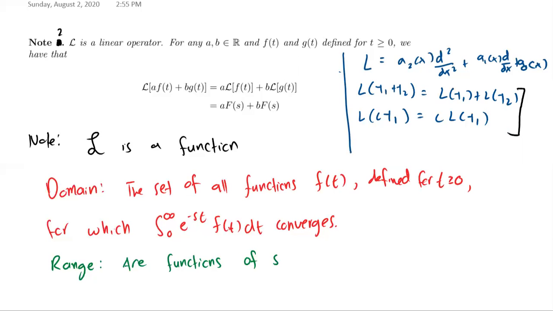So any function that satisfies these two properties is said to be linear. For example, the derivative itself is linear. We know that from Calc 1. If you remember, the derivative satisfies these conditions.